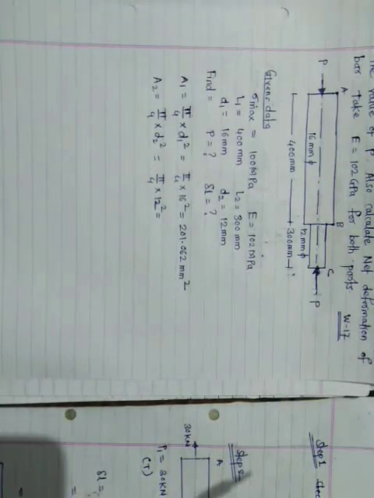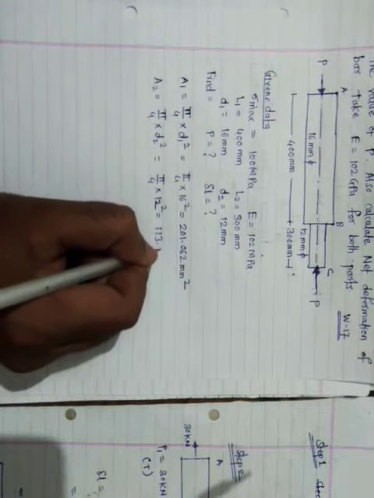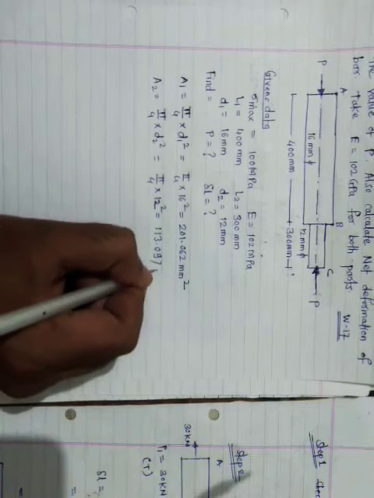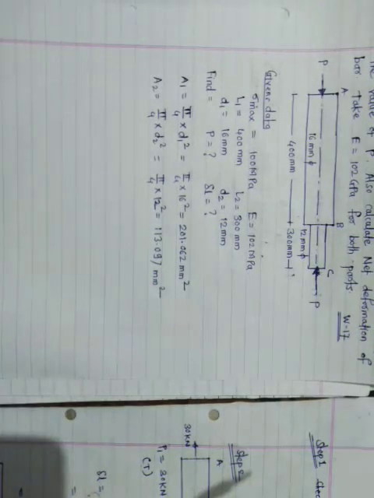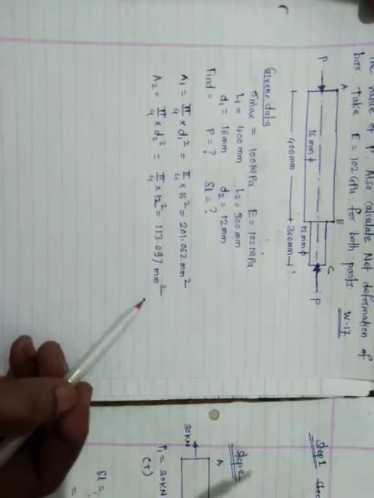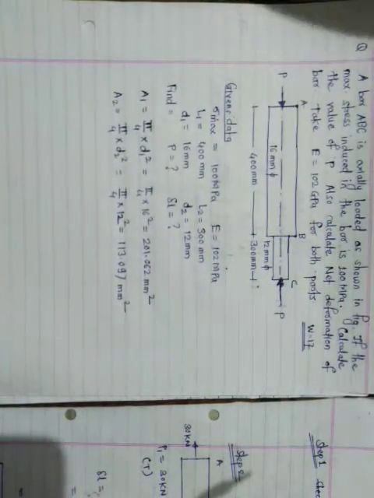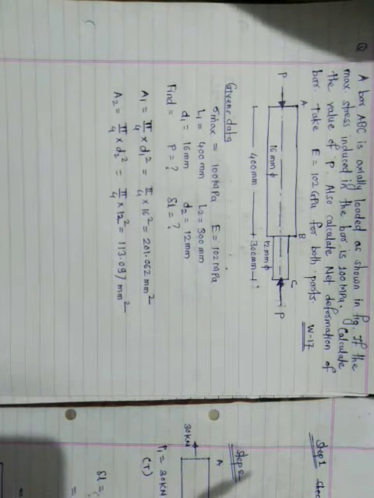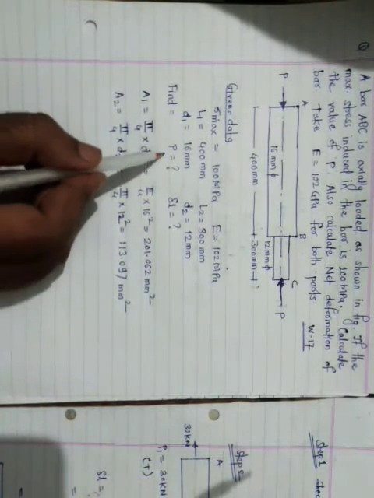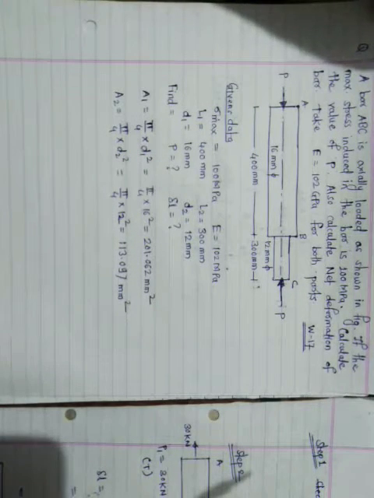Okay, by calculating we get the value 113.097 mm². These are the two areas we get here: A1 for AB, A2 for BC. Then next, find P first.